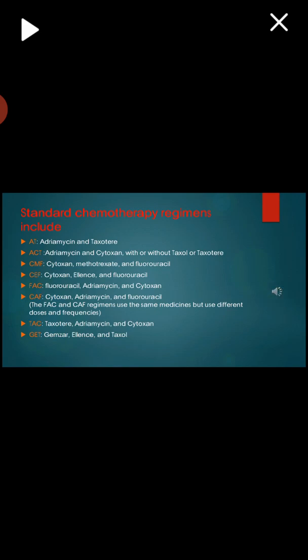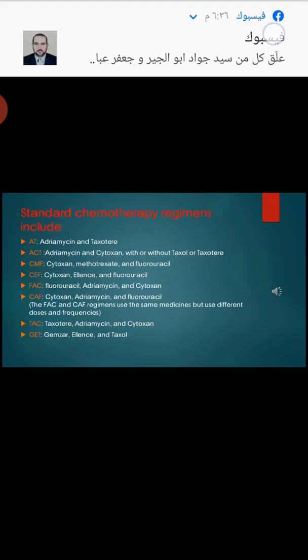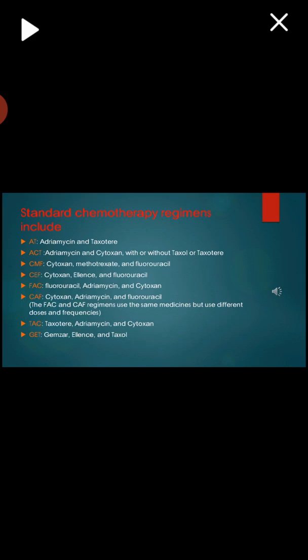Standard chemotherapy regimens include: 1. AT, Adriamycin and Taxotere. 2. ACT, Adriamycin and Cytoxan with or without Taxol or Taxotere. 3. CMF, Cytoxan, methotrexate, and fluorouracil. 4. CEF, Cytoxan, Ellence, and fluorouracil. 5. FAC, fluorouracil, Adriamycin, and Cytoxan. 6. CAF, Cytoxan, Adriamycin, and fluorouracil. The FAC and CAF regimens use the same medicines, but use different doses and frequencies.